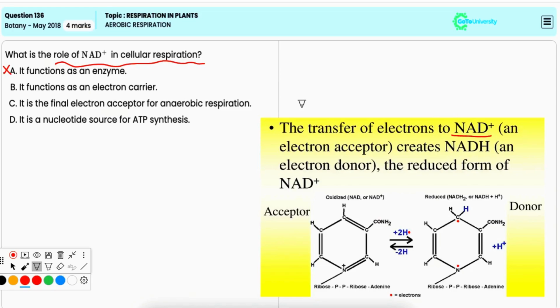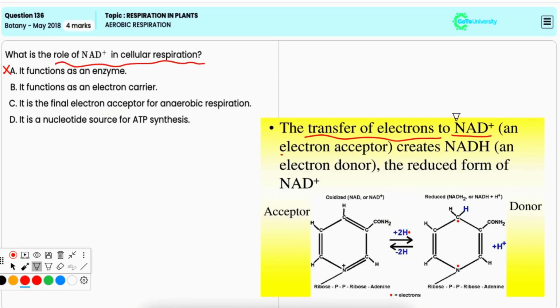Now, we know that enzymes are proteins that catalyze chemical reactions, while NAD plus is a coenzyme which is involved in electron transfer. Option B, it functions as an electron carrier.